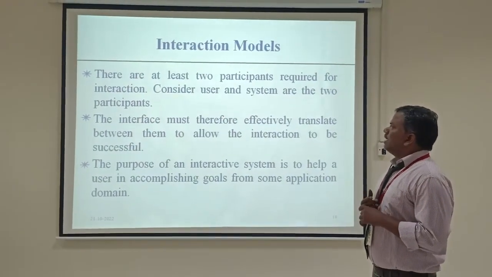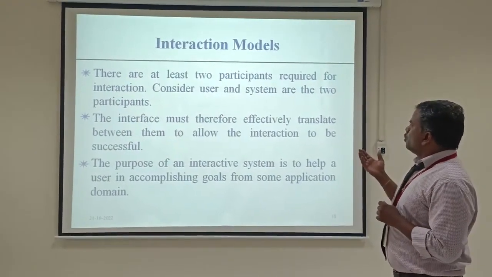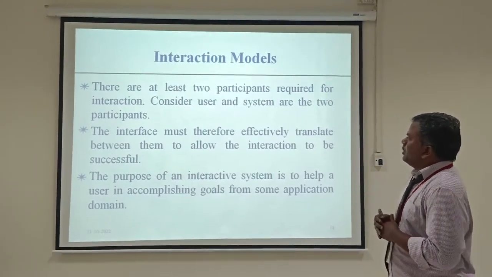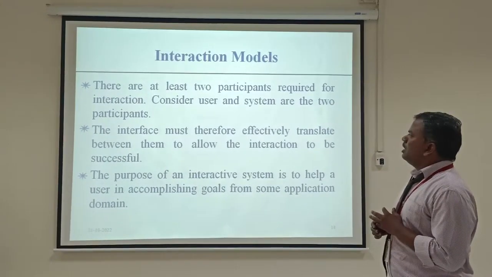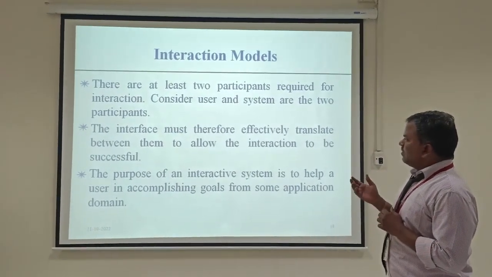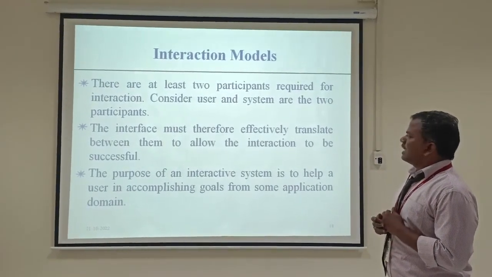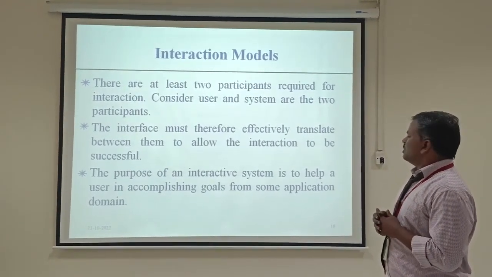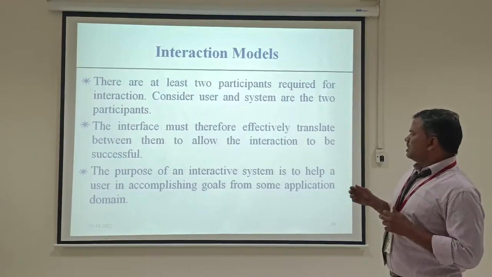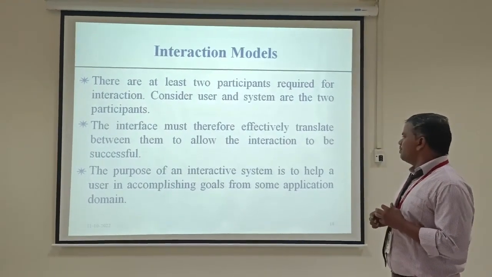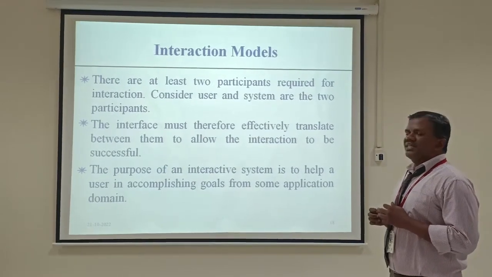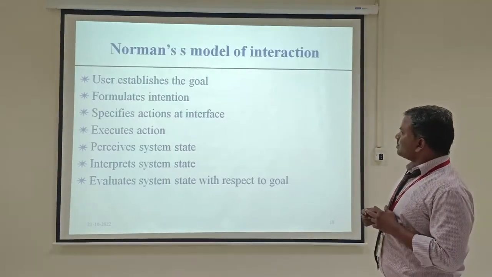Interaction models. There are at least two participants in the interaction. Consider the user and the system as the two participants. The interface must therefore efficiently translate between them to allow the interaction to be successful. The purpose of an interactive system is to help a user in accomplishing goals from some application domain.